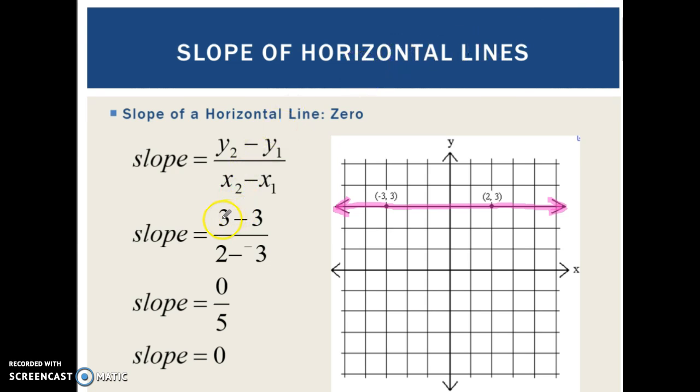And if you follow the equation, plugging in your coordinates, subtracting your y coordinates for the top, 3 minus 3 is 0, subtracting your x coordinates, 2 minus a -3, you get 5 in your denominator. You can take 0 and divide by a number, you're just always going to get 0. So the slopes of horizontal lines is always equal to 0.